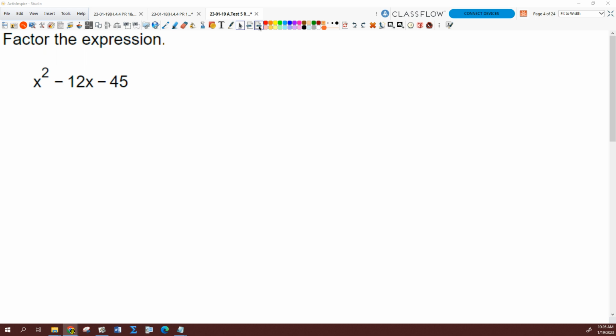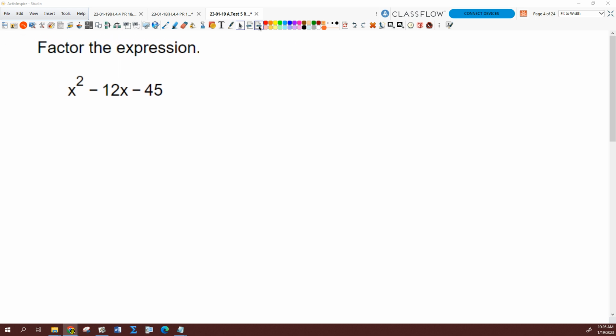Factor the expression. These are really pretty simple, aren't they? These trinomials, if they factor and A is equal to 1, these either work pretty easily or they don't. So if I'm going to factor this, I build my template. What goes there and there? X.